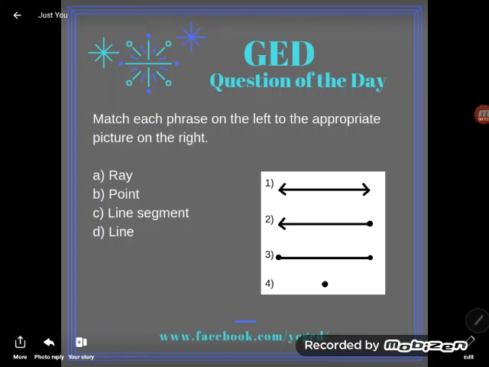Hey GED students, it's GED question of the day time, and I just have a little bit of really basic geometry vocabulary for you today. It says match each phrase on the left to the appropriate picture on the right.